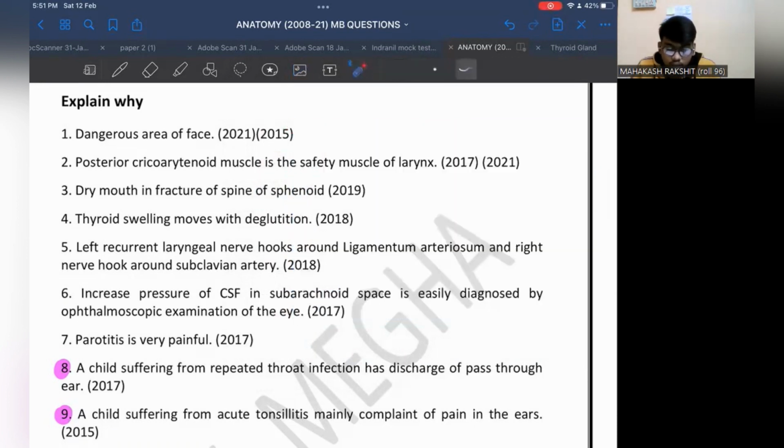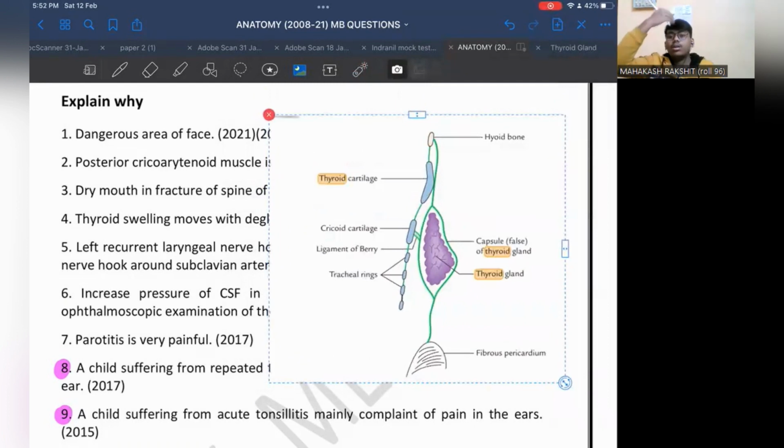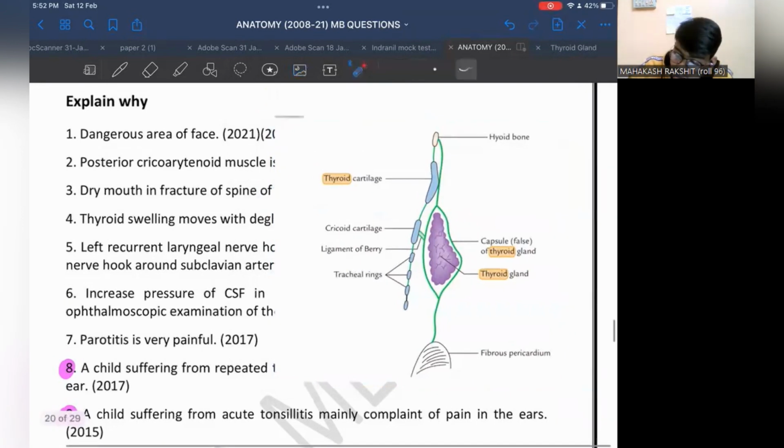Now see, thyroid swelling moves with deglutition. Why does thyroid swelling move with deglutition? Let's have a diagram first. Here is the sagittal section of our neck region. Here is the thyroid gland, and this green colored thing is the pretracheal layer of the deep cervical fascia. The pretracheal layer of the deep cervical fascia splits to enclose the thyroid gland.